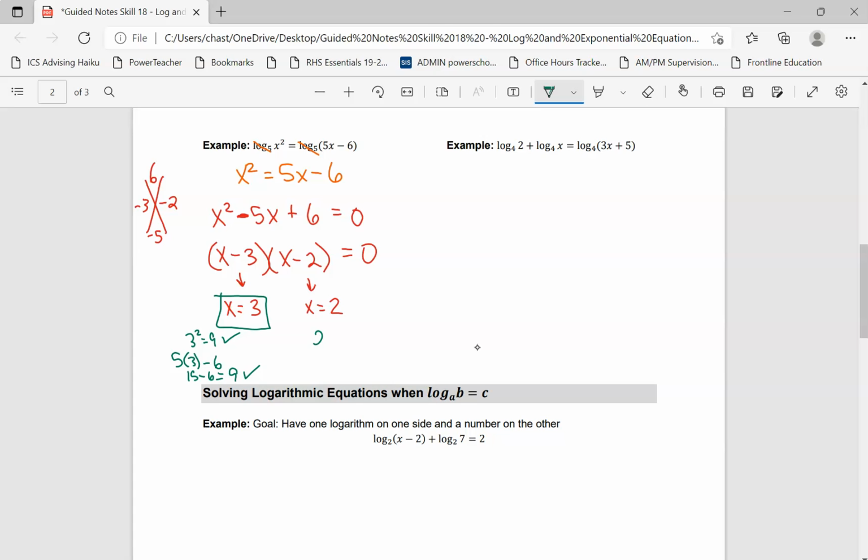Plugging in 2 for x for each of our arguments. 2 squared is 4, and that's good because it's positive. 5 times 2 minus 6 is going to be 10 minus 6, so that's 4. That works. So both of these solutions work. Okay?